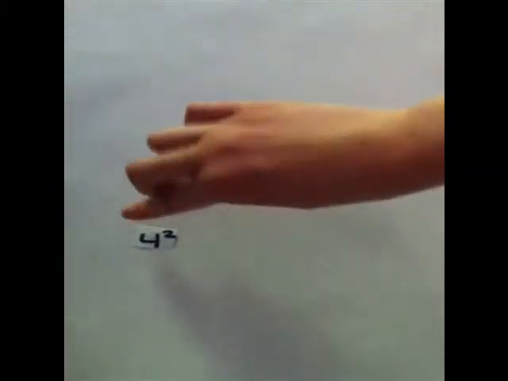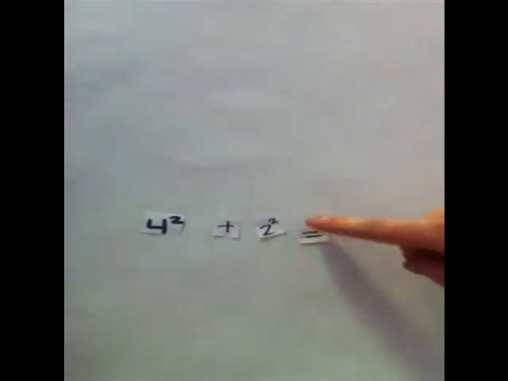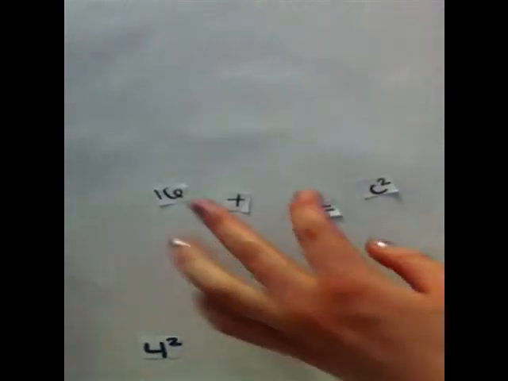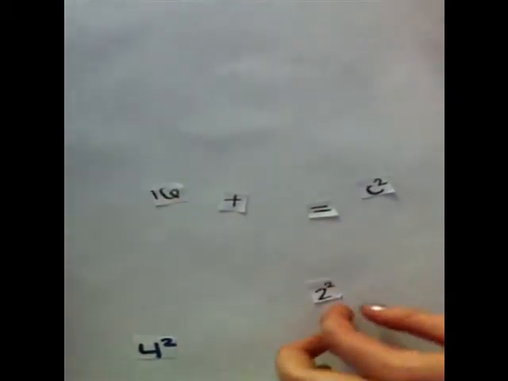An example is 4 squared plus 2 squared equals c squared. 4 squared is 16, and 2 squared is 4. 16 plus 4 equals c squared. 20 equals c squared.